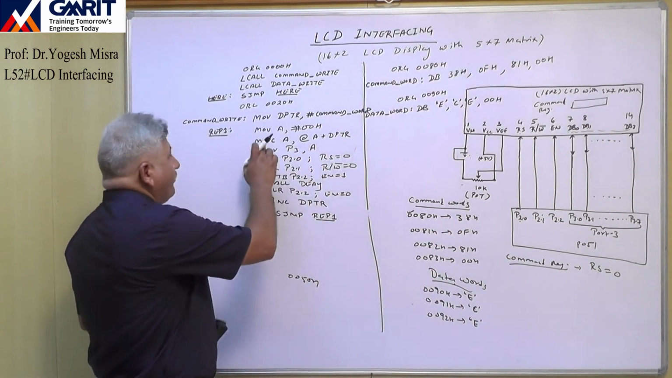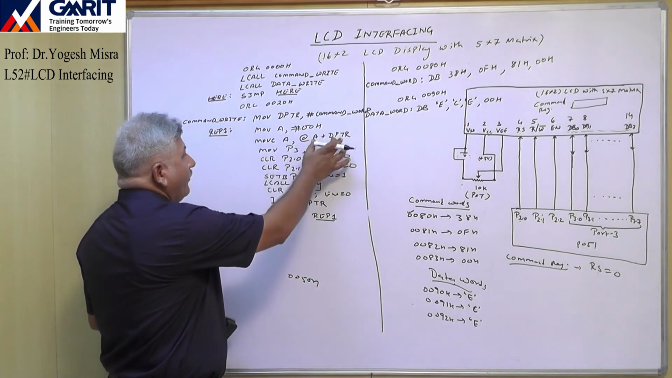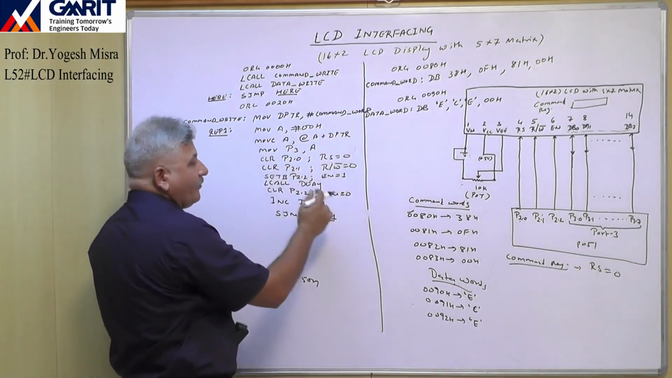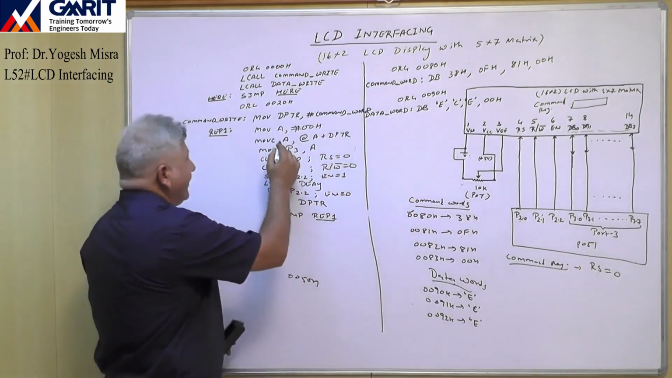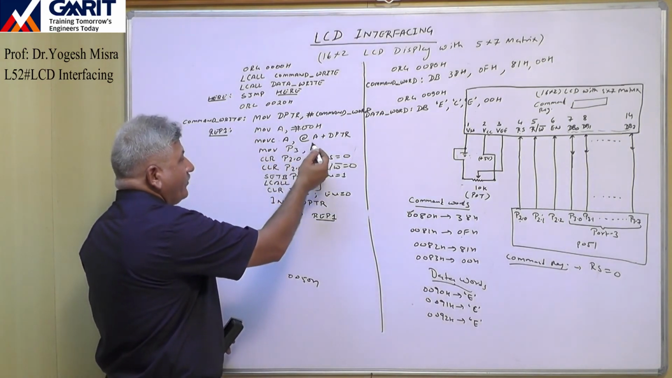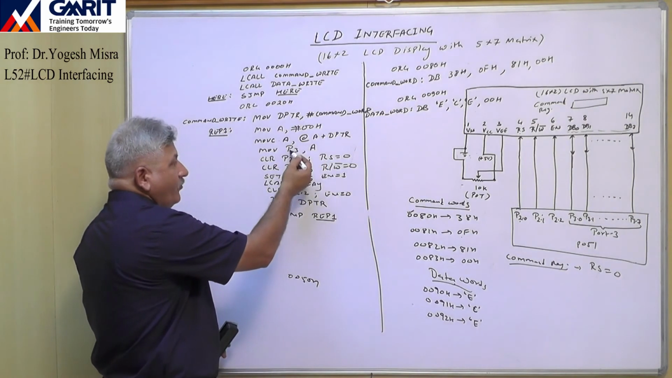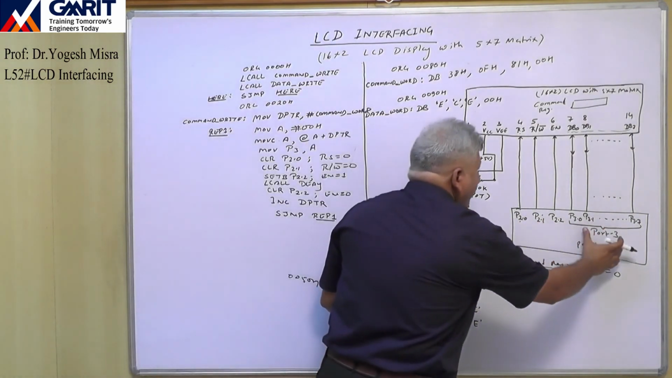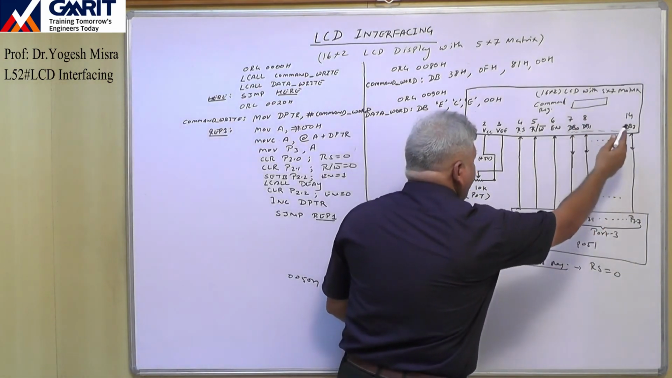So now with this instruction, the second command word is in the A register, and the second command word is 0F. And again MOV P3, A. So that command word will be transferred to port 3 here. From here it will reach the 8-bit data line.